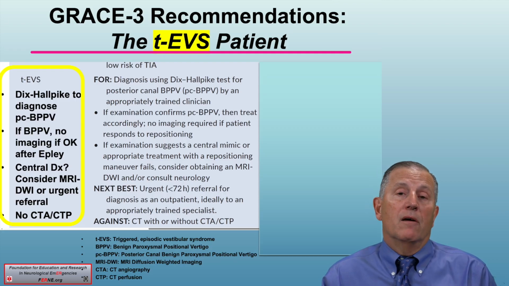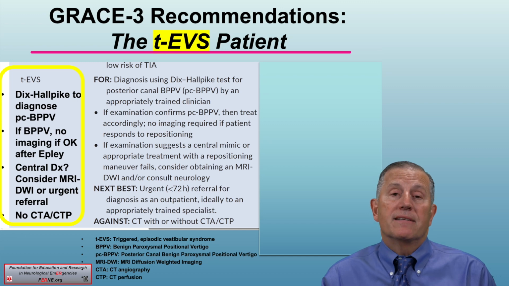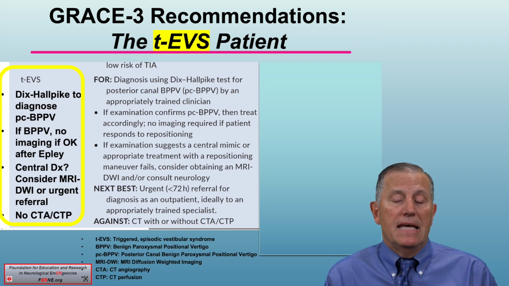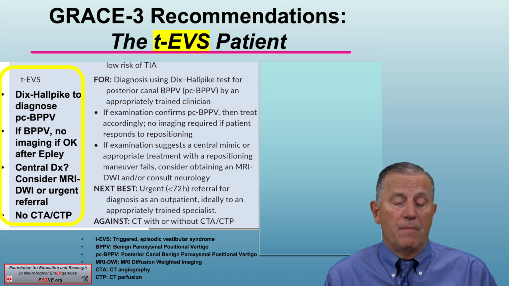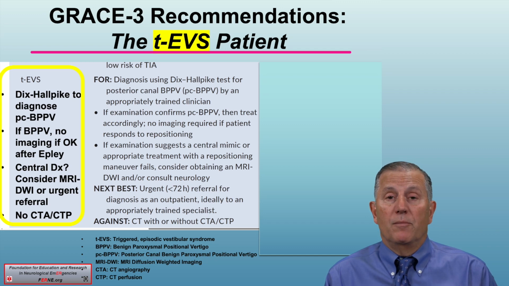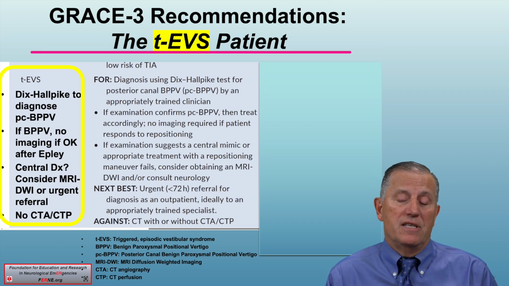So what are the GRACE 3 summary recommendations for triggered episodic vestibular syndrome vertigo patients? The Dix-Hallpike test can be used to diagnose posterior canal BPPV. If BPPV is diagnosed, there's no need to image these patients once you determine that the ability to reposition the semicircular canals suggests the diagnosis of BPPV. If a central diagnosis is considered, then it is important to consider MR-DWI testing to find an ischemic penumbra and a possible stroke lesion, or at least urgent referral so that this test can be done in a timely manner. In these patients, there's no need for CTA or CTP testing.